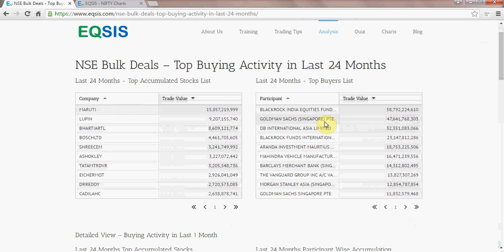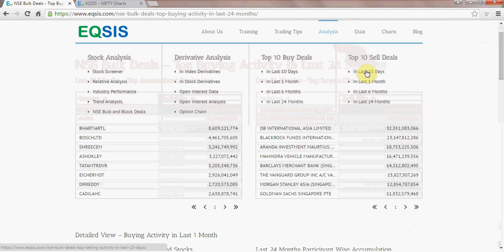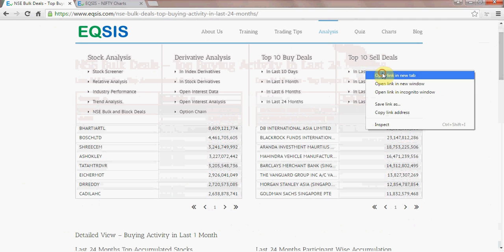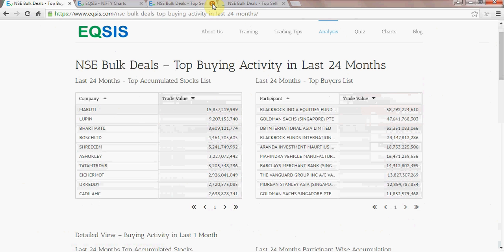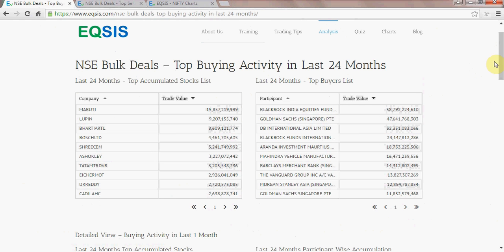Likewise, we have a place where we can see who was the net seller in the last 24 months as well. That comes under the top 10 sell deals. But I'm not interested in the last 10 days. I'm interested in knowing about the last 24 months. This will help me see which companies I have to take out from my portfolio. Okay, so let it get loaded. By the time, we will see something very interesting.